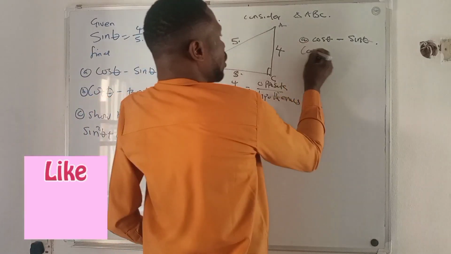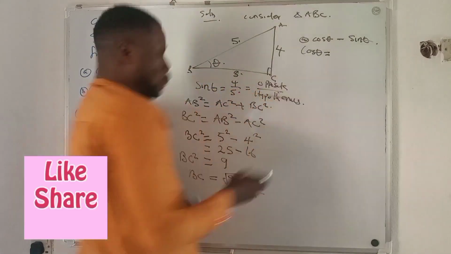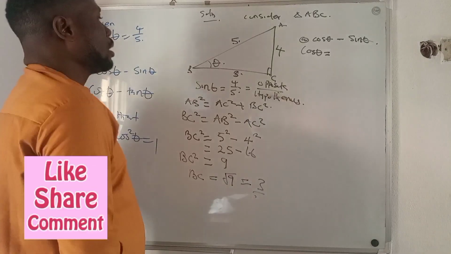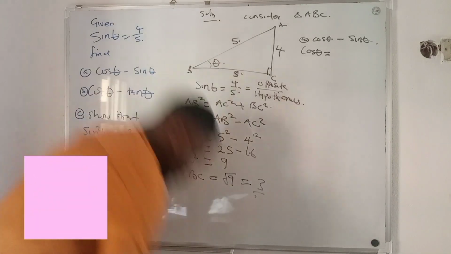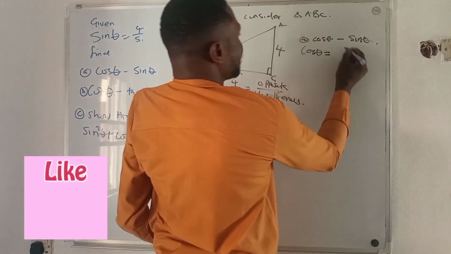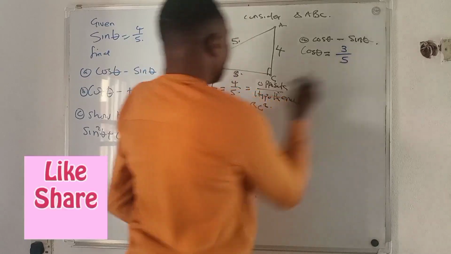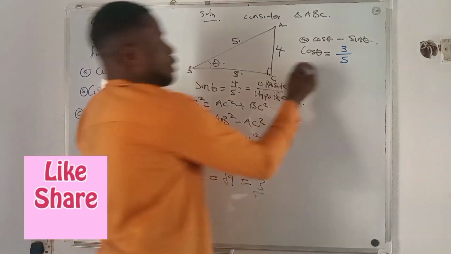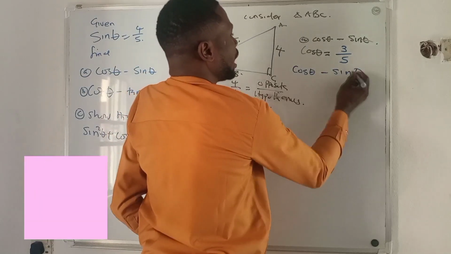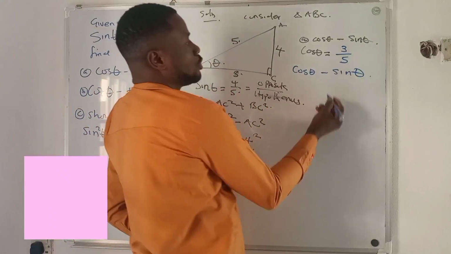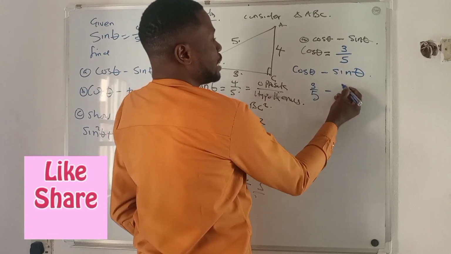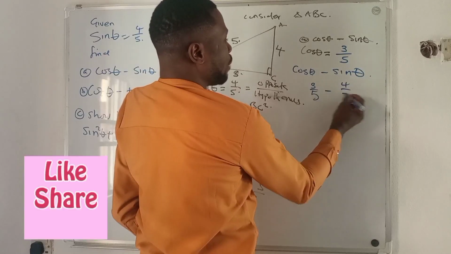So we will say that cos theta is equal to, what is the definition of cos theta? We say cos theta is defined as what? Adjacent all over hypotenuse. Cos theta is adjacent all over hypotenuse, therefore it has to be what? 3 all over 5, because this is the adjacent. Now from the formula, cos theta minus sin theta, I substitute. Cos theta will be 3 all over 5. Now minus sin theta, which was given as 4 all over 5.